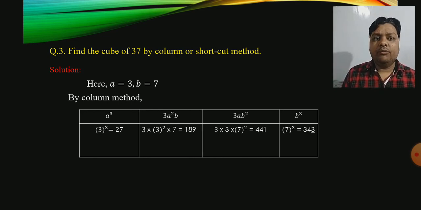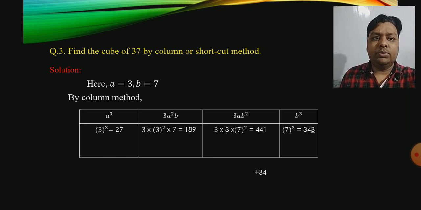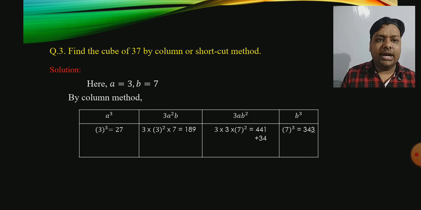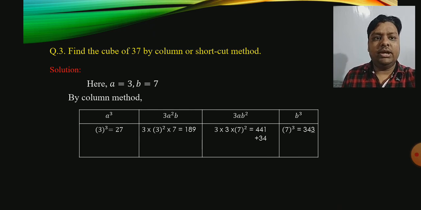And same as before, at first see from the last column. The value of b cube is what? 343. So we will underline the unit digit of 343, it means 3, and the rest 2 digits, which is 34, we will add with the third column. It means the previous column, the 3ab square column, and we will add with the value of 3ab square, it means 441. So plus 34 we will add. Then what we will get? Here we will get what?